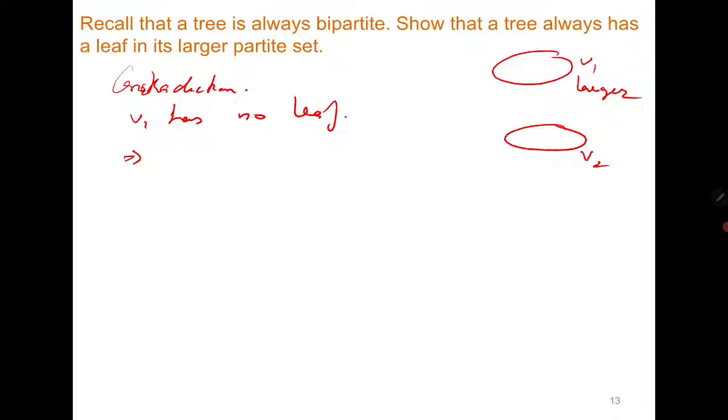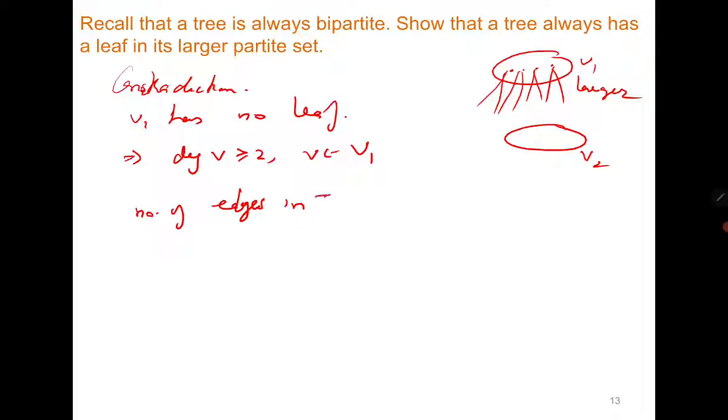If it has no leaf, it means that the degree of all the vertices in V1 is greater than or equal to 2. So if these are the vertices, each one with degree greater than or equal to 2, it means that the number of edges in T is greater than or equal to 2 times the number of vertices in V1, because we have just assumed that all the vertices have at least degree 2.